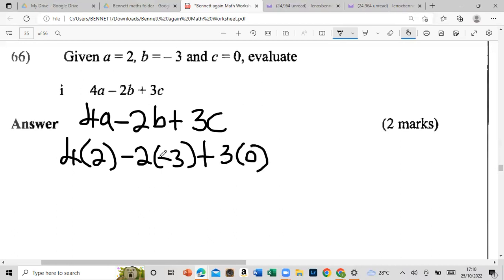Alright, so let us expand the bracket by multiplying now. So 4 times 2, that is 8. Negative 2 multiplied by negative 3, that is positive 6. Any number multiplied by 0 is, as the Americans would say, a big fat nothing. So 8 plus 6 is equal to 14, and you get your full marks there. Alright?